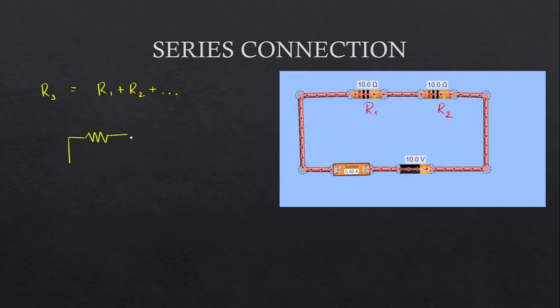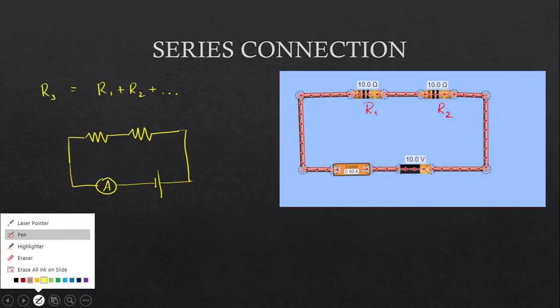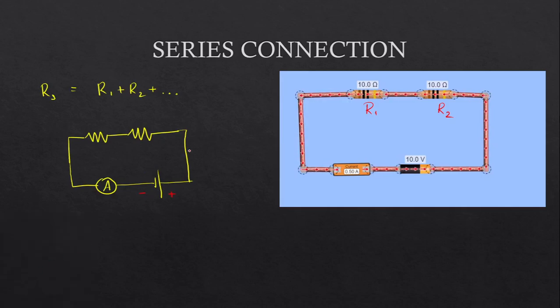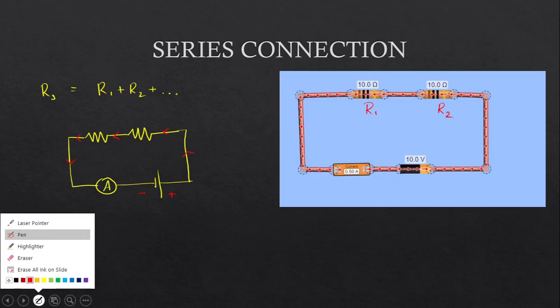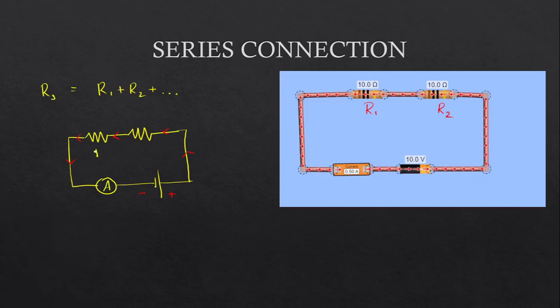Now let's write this as a circuit diagram. We have resistor R1, then we have resistor R2. Now there's an ammeter connected here. Then we have the battery. This is the negative terminal of the battery, this is the positive terminal of the battery, and we'll complete this loop. Current flows from the positive terminal of the battery to the negative terminal of the battery. This is called the conventional flow of current. Here this is R1, this is R2.